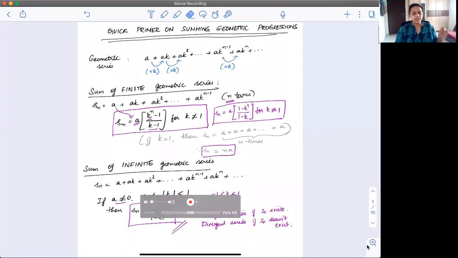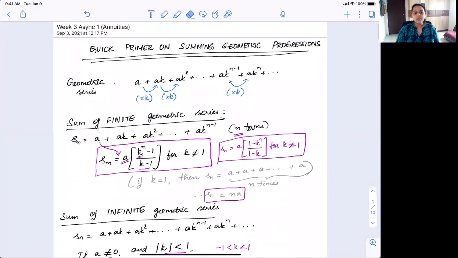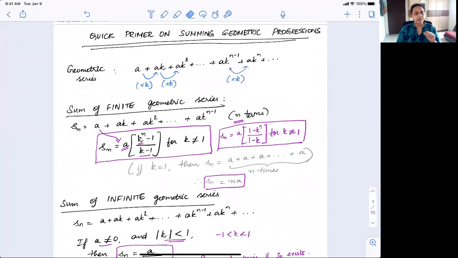So yes, as I mentioned, this video will go over what is called annuities. But before we do that, let me give you a quick primer on how to calculate the sum of geometric series, because we're going to use these formulae in annuities and mortgages.